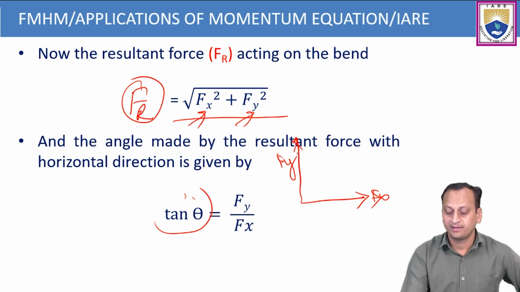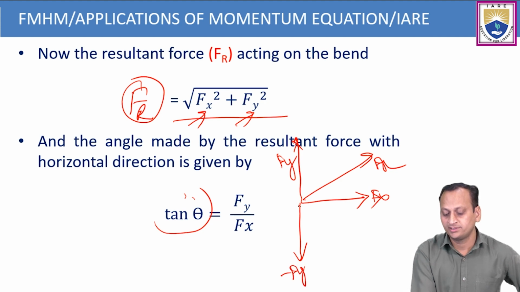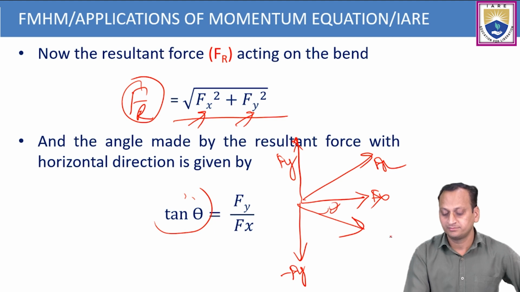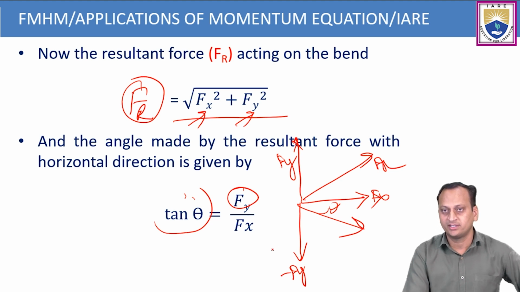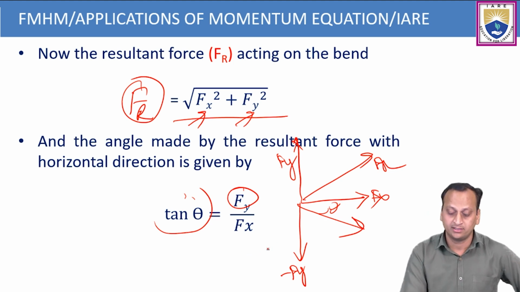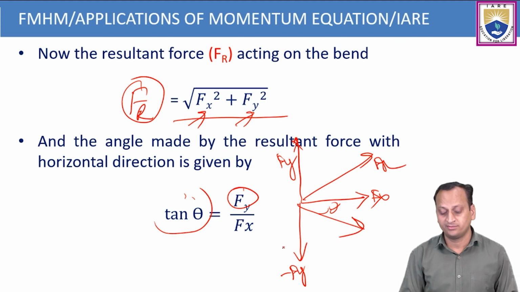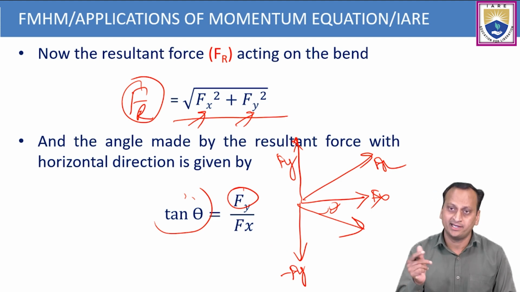You can draw, and the resultant force will be in this direction. So if Fx is positive, Fy is negative, you can draw like this. This is minus Fy. Then the resultant force will be in this direction. You can calculate the theta. So as per the direction you are getting, as per the sign you are getting for the resultant forces about Fy and Fx, we will find out the final resultant force direction.